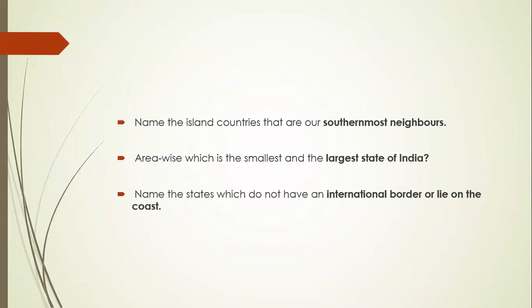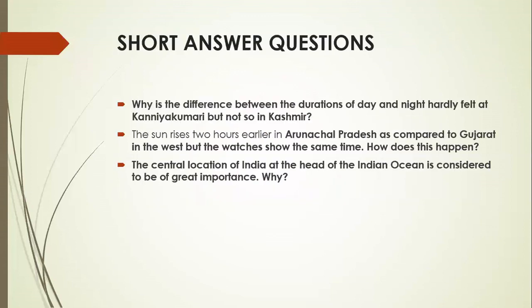Name the island countries that are our southernmost neighbors. Area-wise, which is the smallest and the largest state of India? Name the states which do not have an international border or lie on the coast. All the states which do not have an international border, and they should not even be lying on the coastline. These are short answer questions.